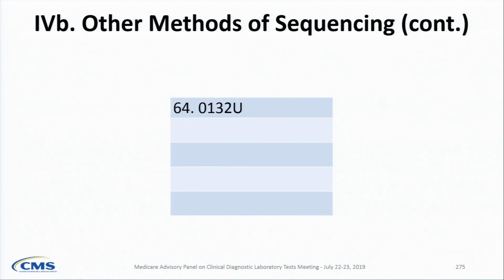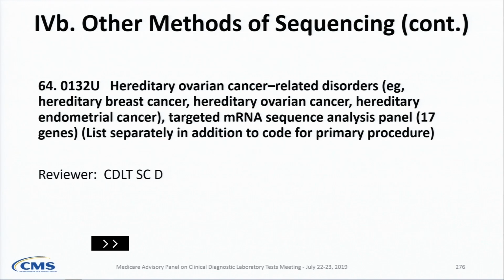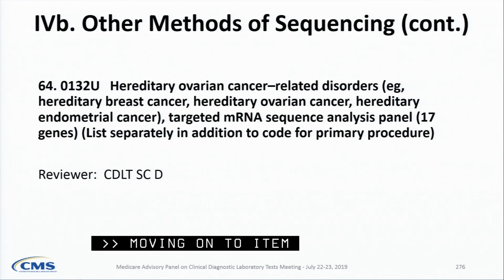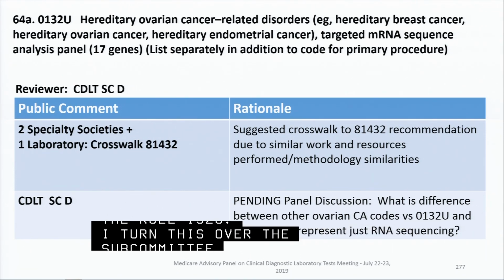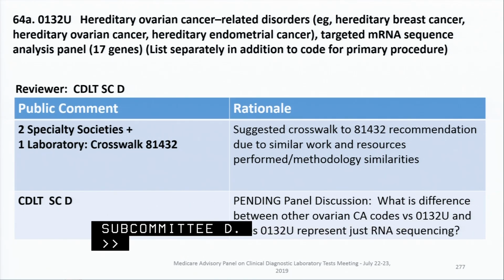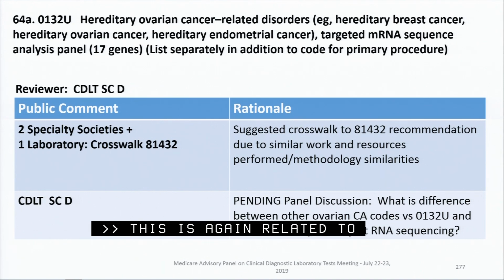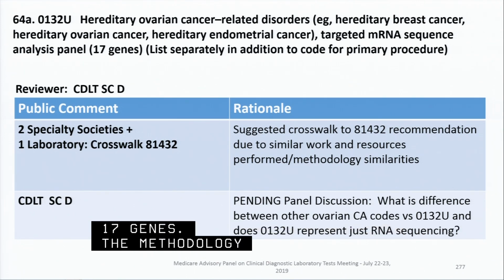Moving on to item 64, that's 0132U. This is a hereditary breast and ovarian carcinoma test, and I'm going to turn this over to Subcommittee D, that's Dr. Hamilton. Thank you. This again is related to inherited breast, ovarian, and endometrial cancer, this time with 17 genes. The methodology is mRNA sequencing. The appropriate crosswalk appears to be 81432.